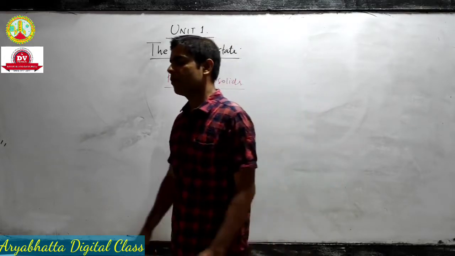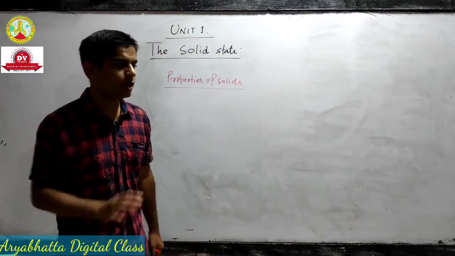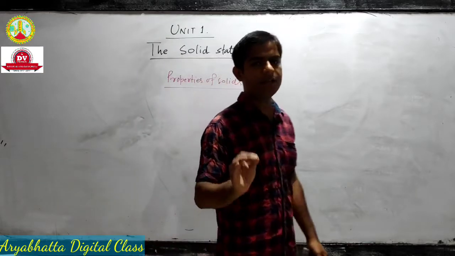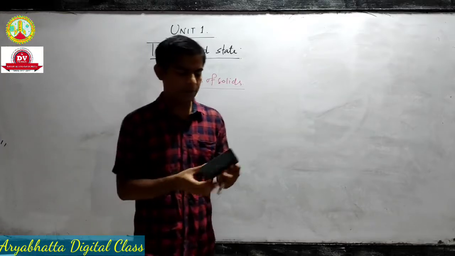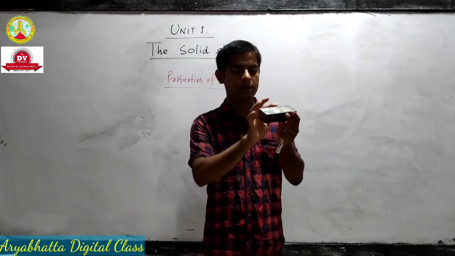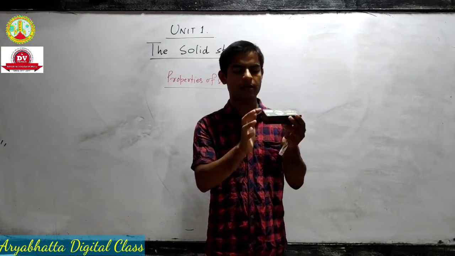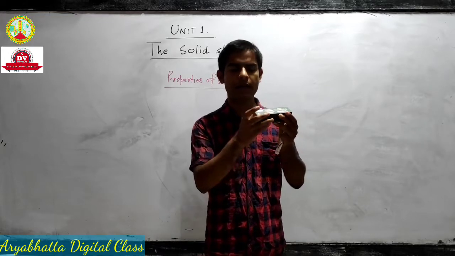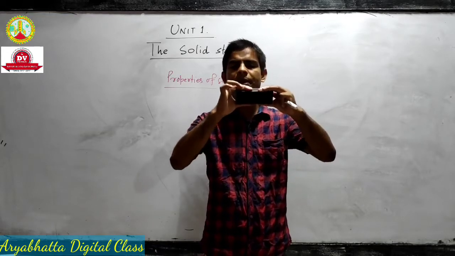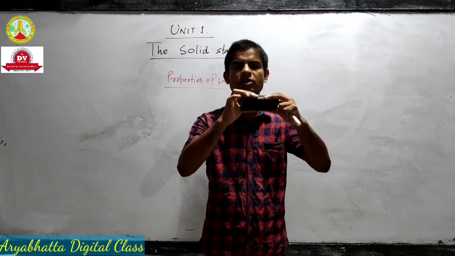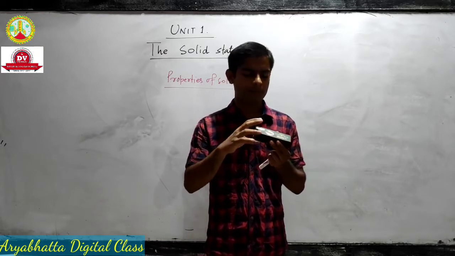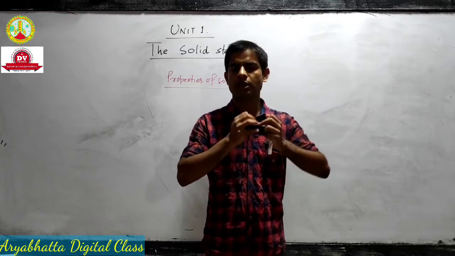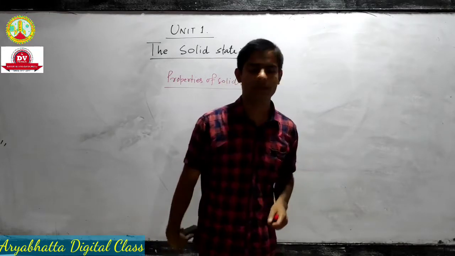Then solids have a definite volume. Suppose this duster has a dimension: length, breadth and height. If I press it, the volume is not changing, because it has a solid structure, so its volume is fixed.